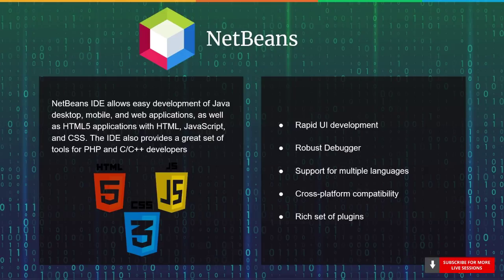Talking about its key features, rapid UI development. The user can design GUIs for Java SE, HTML5, PHP, C and C++, and Java ME applications quickly using NetBeans. Robust debugger. NetBeans Debugger lets you place breakpoints in your source code, add field watches, step through your code, take snapshots, and monitor execution as it occurs.